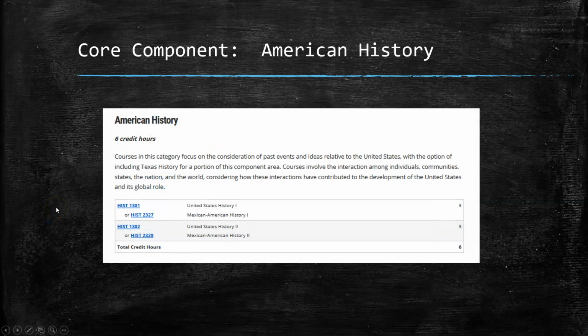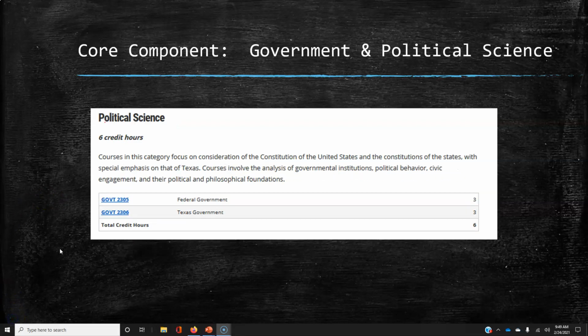In the American History core component area, you need 6 credits, and you see they usually come from U.S. History 1 and 2 or from Mexican American History 1 and 2. In other words, everybody completing the core will need to do the U.S. History or the Mexican American History path. In government political science, you need 6 credit hours, and everybody needs federal government and Texas government. Everybody must take these 2 specific classes.